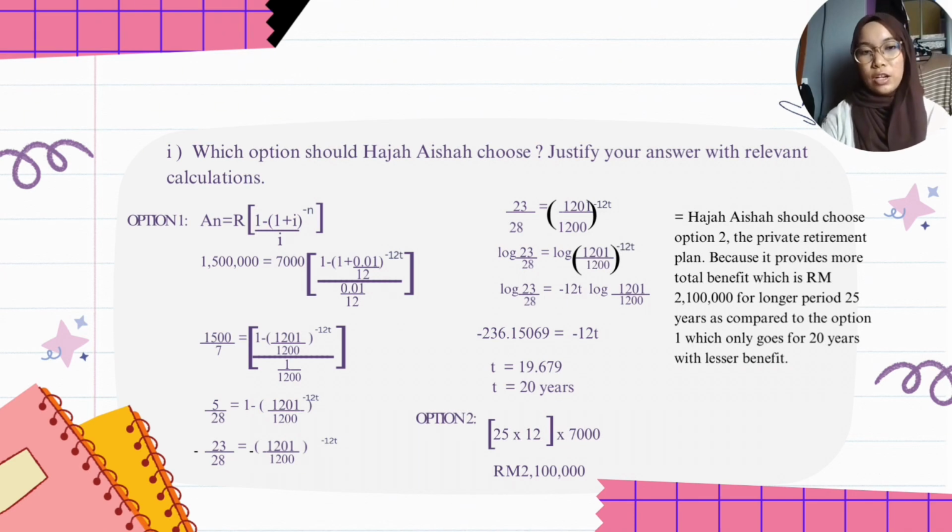So in my opinion, Haja Aisyah should choose option 2, the private retirement plan, because it provides more total benefit, which is 1,100,000 ringgit. Total benefit which is 2,100,000 ringgit for a longer period of 25 years, as compared to option 1, which only goes for 20 years with lesser benefit.